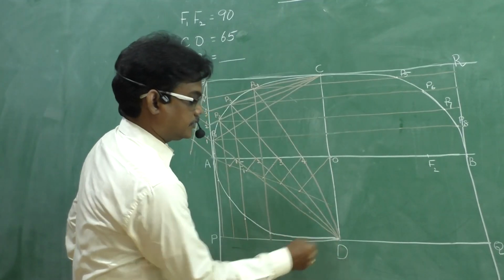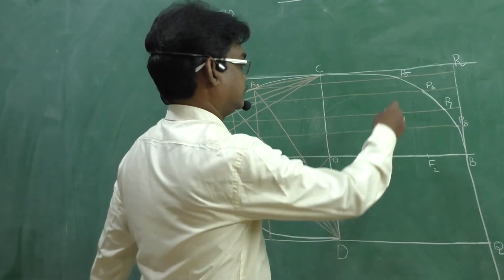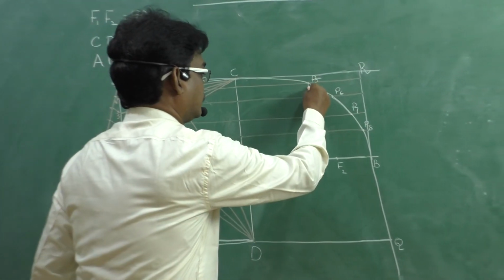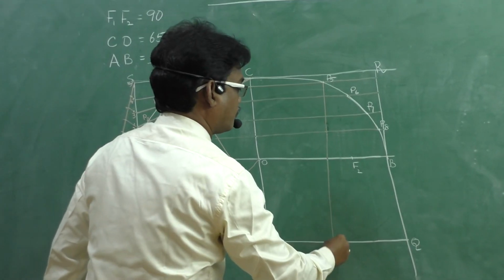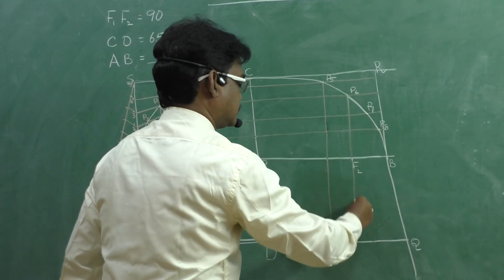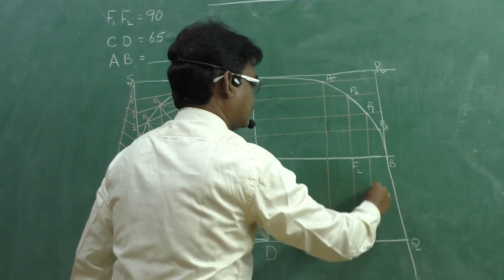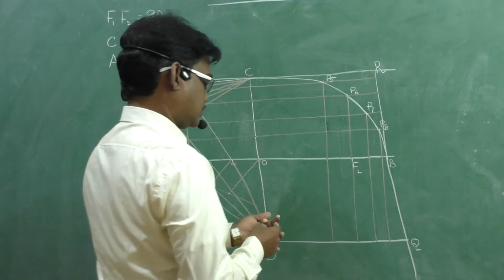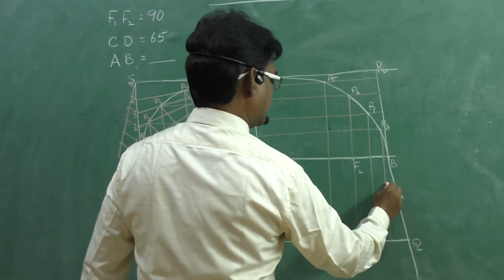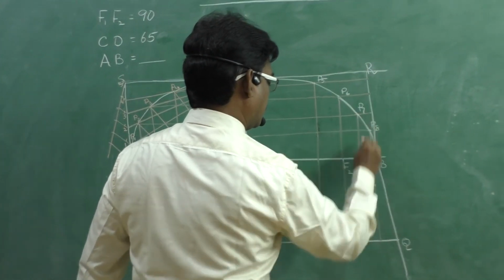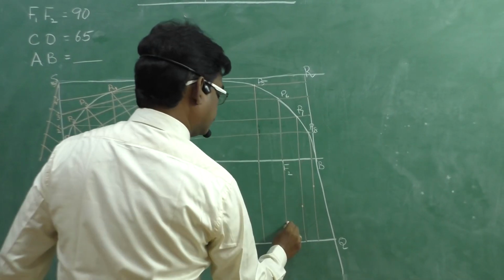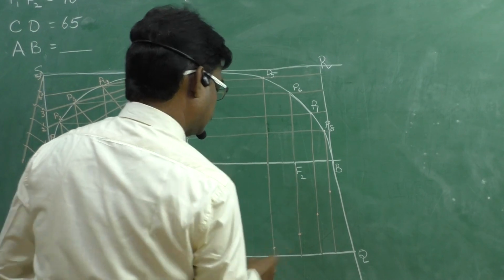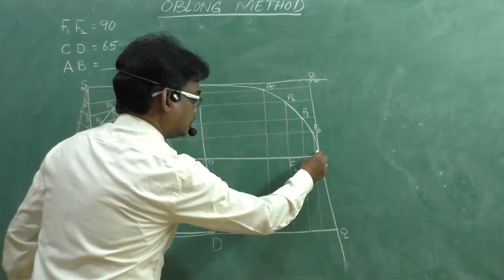Right. Now, you need to project P5 downwards, P6 downwards, P7 and P8. Whatever be the distances you observed here to here, the same distance you can put on the other side. Now draw the smooth curve through this.